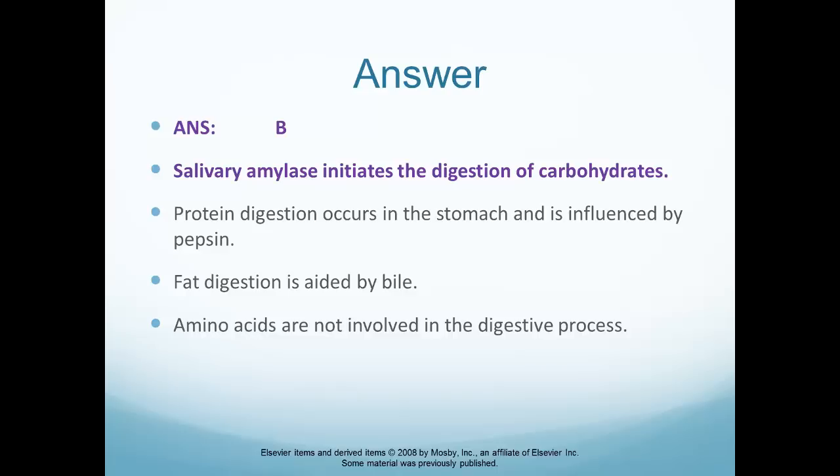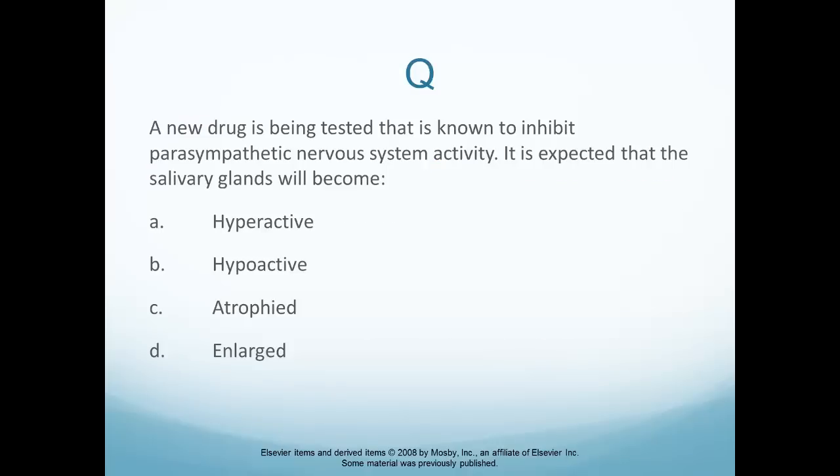So if you said B, salivary amylase, initiates the digestion of carbohydrates, you were correct. Protein digestion occurs in the stomach, or starts occurring in the stomach, actually in the duodenum, and is influenced by pepsin. Fat digestion is aided by bile. Amino acids are not in the digestive process as far as removing these products from the intestine, but later broken down from proteins.